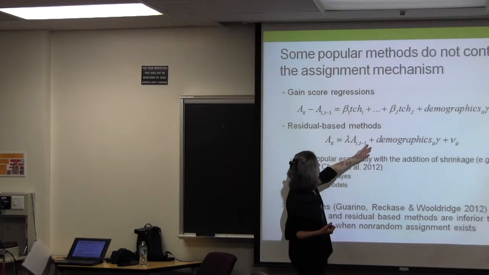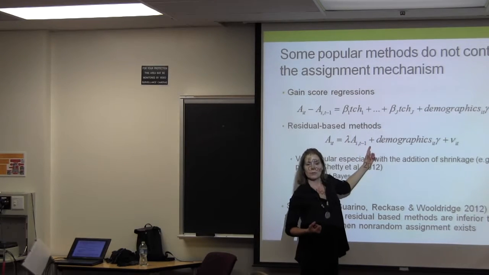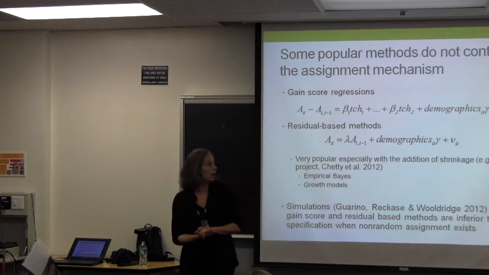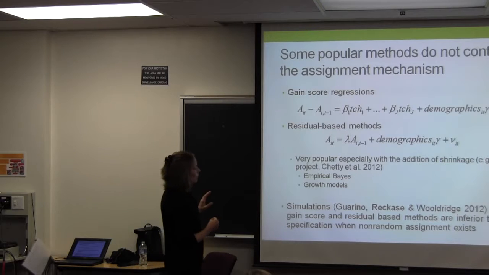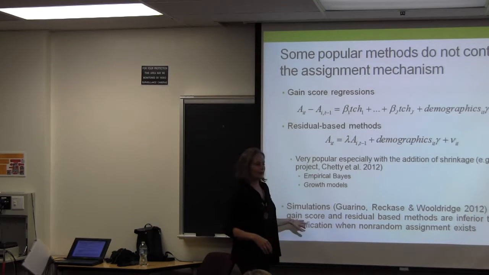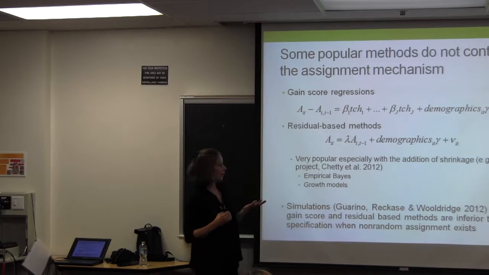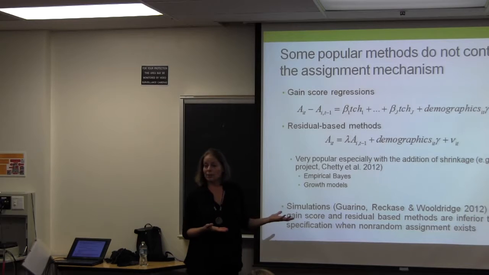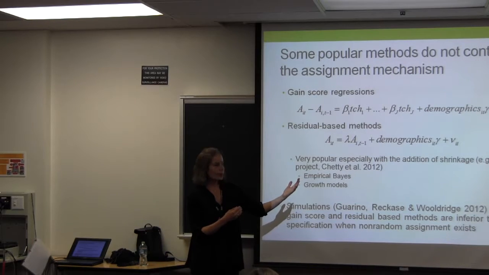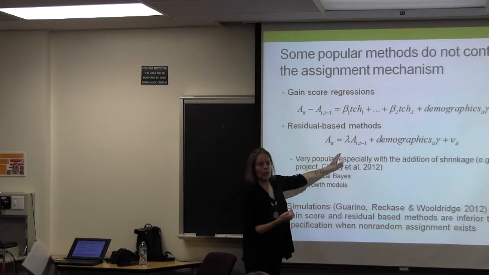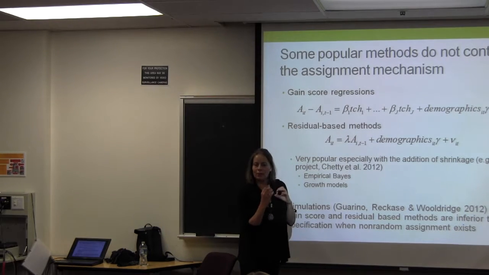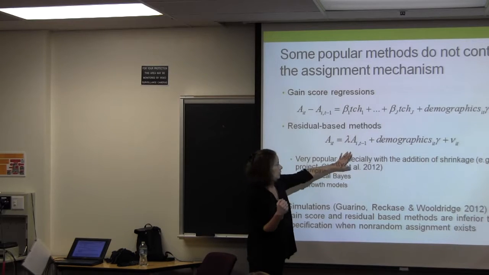Now, the problem is you've missed your opportunity to parcel out the effect of the prior test scores from the teacher coefficients. You just can't do it with this method. So we set up simulations and showed that these gain score and residual-based methods are inferior to the lag score specification when non-random assignment exists. When assignment to teachers is based on the prior test score, it's much better to control for the prior test score, which you don't do here but do here, and have the teacher variables on the same right-hand side of the regression, which you don't have here.